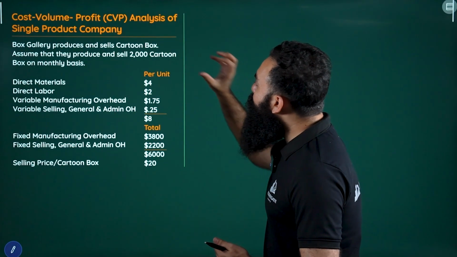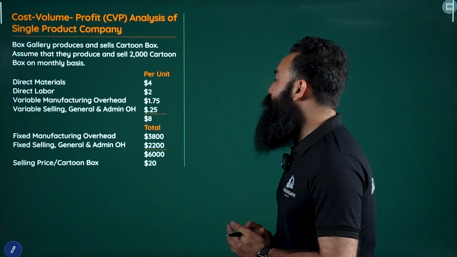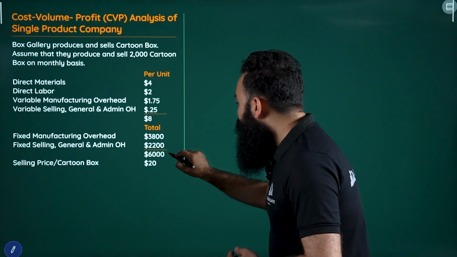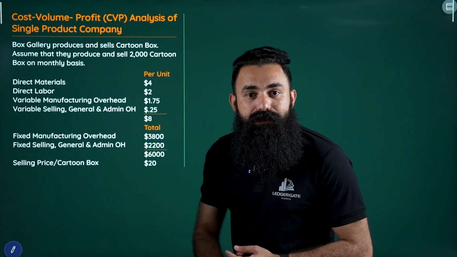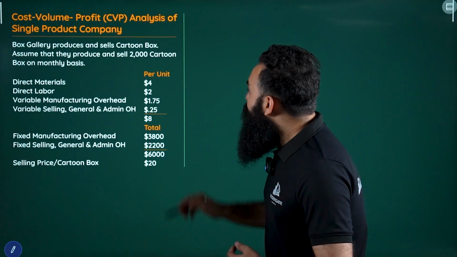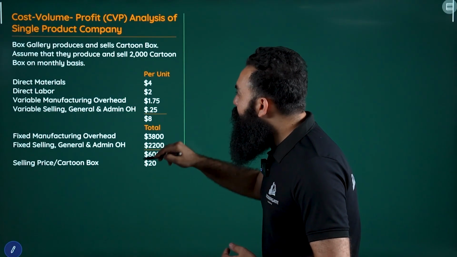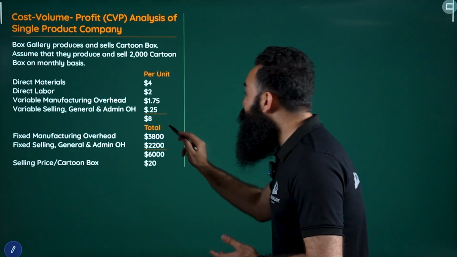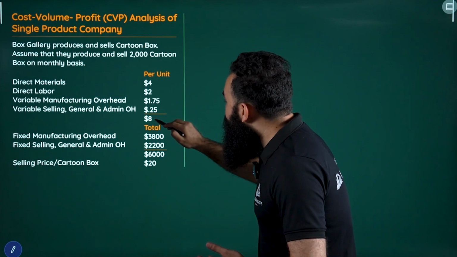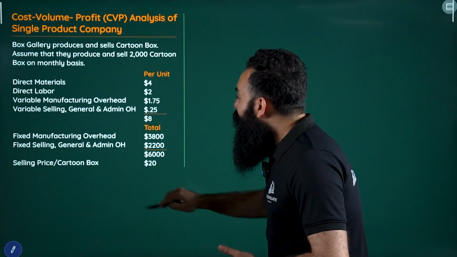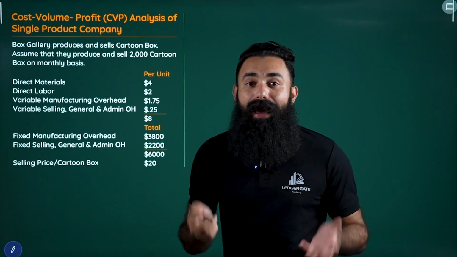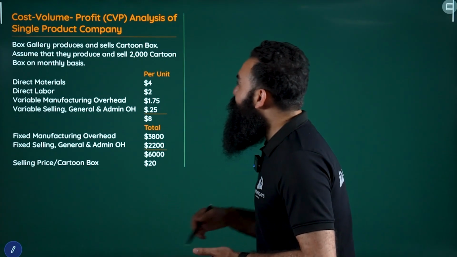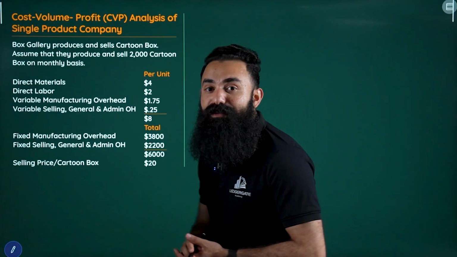Okay, in order to produce and sell these 2000 units, they have to spend a monthly fixed cost of $6,000. Apart from that, for each unit of output, production and sales, they have to pay $8 as well. For each unit, $8. So here we are going to separate our cost into variable and fixed. With the help of variable cost and fixed cost only, we can analyze the CVP, right?